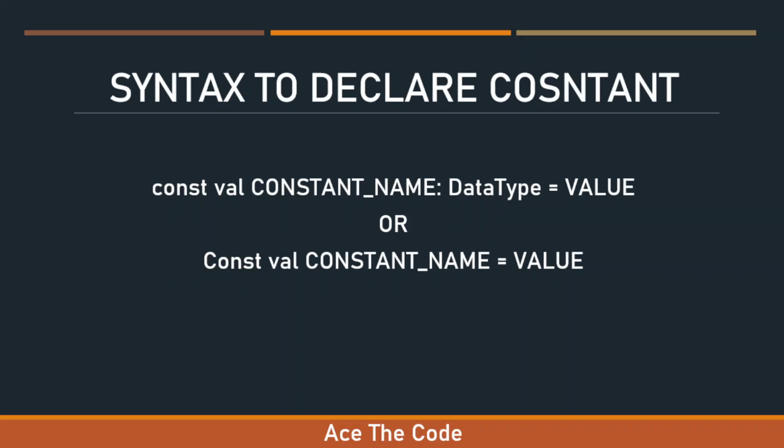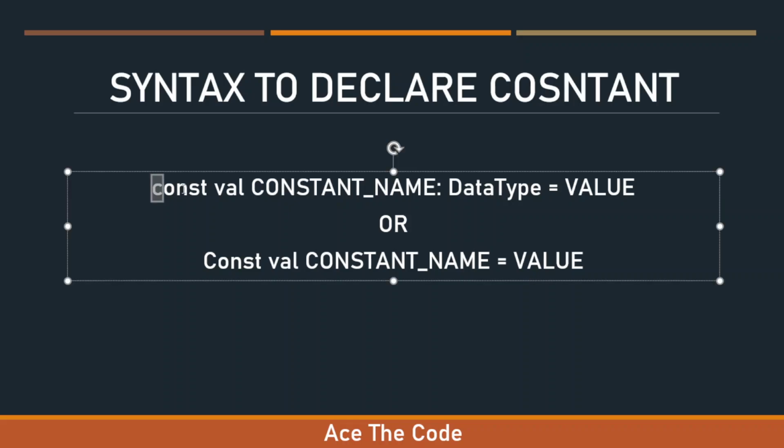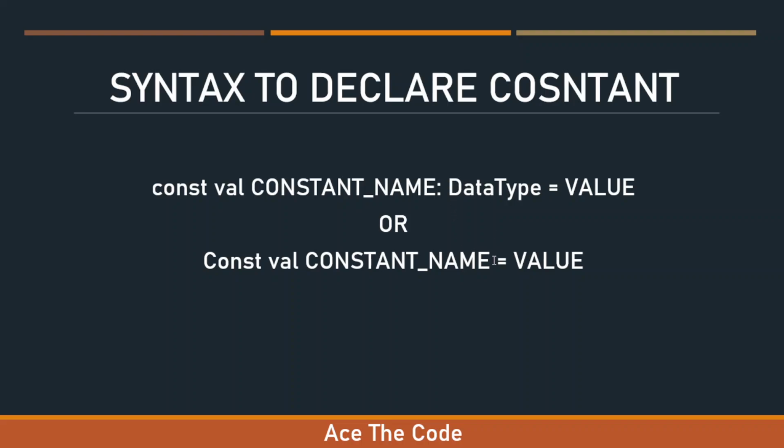Next, let's discuss how to declare constants in Kotlin. To declare a constant, we have to use const val declaration. const val followed by the name of your constant, followed by colon, followed by data type, equal to initial value. And as I mentioned, specifying data type for variable declaration or constant declaration is optional because of type inference. Alright, same is applicable to constants as well.